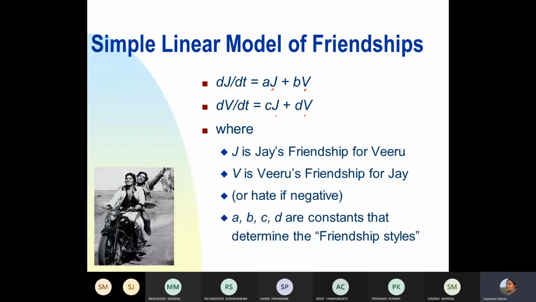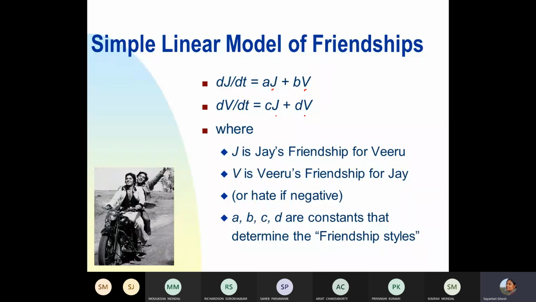So is the model clear? That this is the simple model, and what does it mean? Is it clear? Yes. Yes, ma'am. Okay.